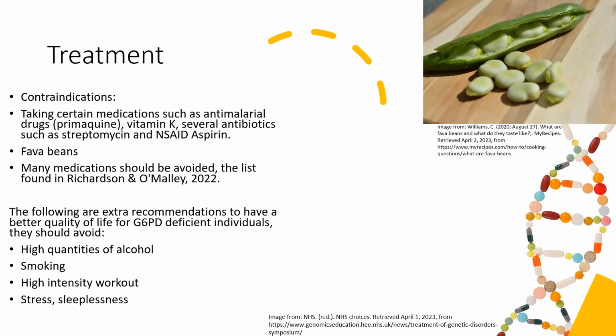There are extra recommendations to have a better quality of life for G6PD deficient individuals. It doesn't necessarily mean that if they consume those substances, they're going to have very bad reactions. It's just certain things that should be avoided, such as big quantities of alcohol, smoking, high intensity workouts that can trigger high oxidative levels, stress, and sleeplessness. Some people and newborn babies have more severe symptoms.